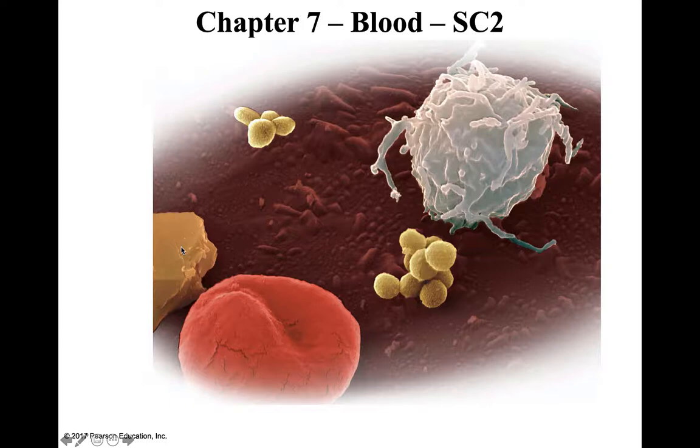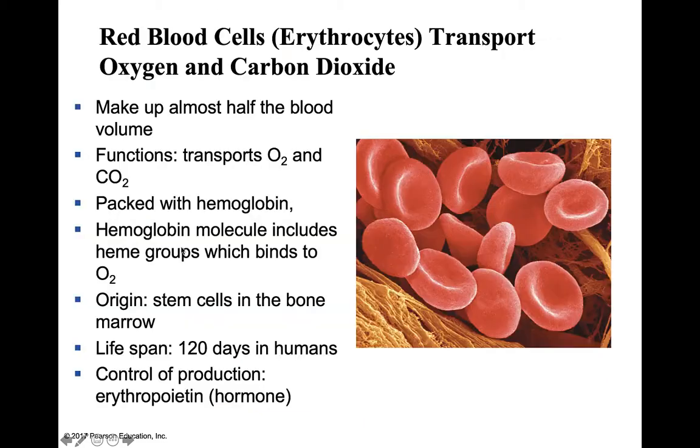Chapter 7, Blood, Screencast 2. Now, the first screencast was an introduction to the cardiovascular system and blood in general. This screencast is focusing on the formed elements. So we'll be talking about erythrocytes, red blood cells, leukocytes, white blood cells, and platelets. Together, they are the formed elements that make up blood.